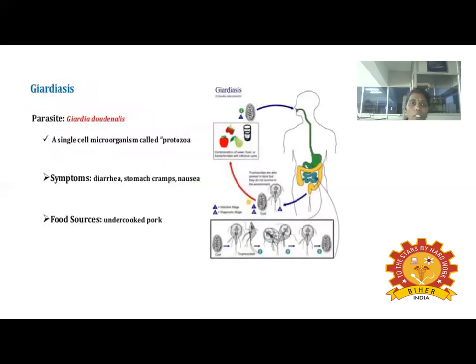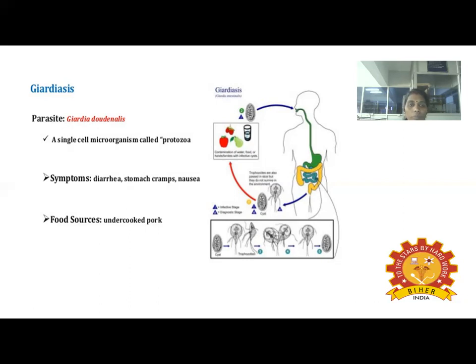Next is giardiasis. The parasite Giardia species. A single cell microorganism is called protozoa. The symptoms are diarrhea, stomach cramps, nausea. The food source is undercooked pork. Okay, when you are eating undercooked pork, that disease, giardiasis, will come.